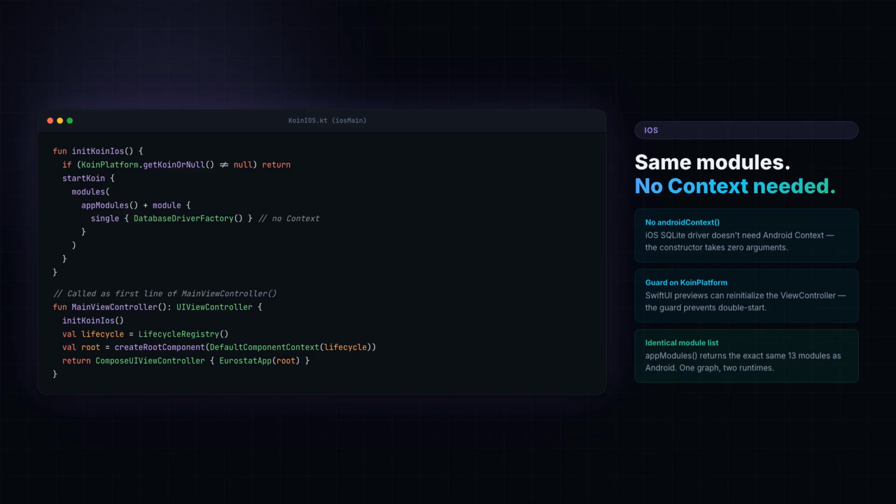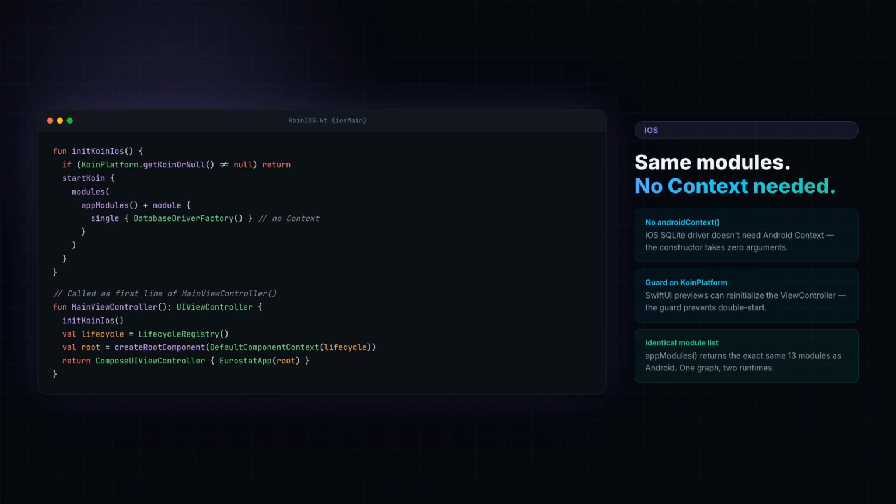On iOS, there is no application class. The entry point into the Decompose multiplatform layer is a UIViewController factory function called MainViewController. The first line of MainViewController calls initKoinIOS. The initKoinIOS function mirrors the Android startup exactly, but without the androidContext call, since iOS does not need it. The database driver factory for iOS takes no constructor arguments because the iOS SQLite driver does not require a context.